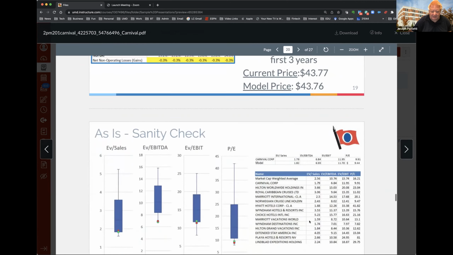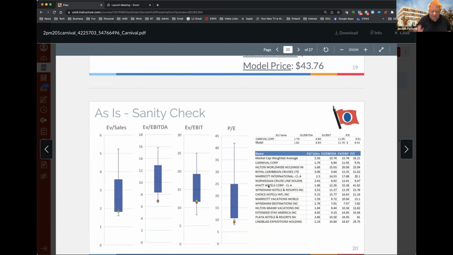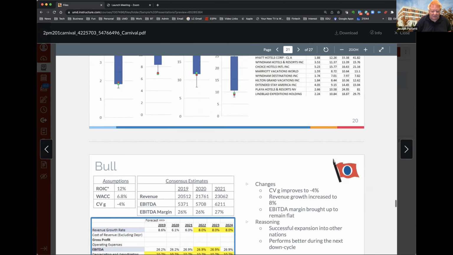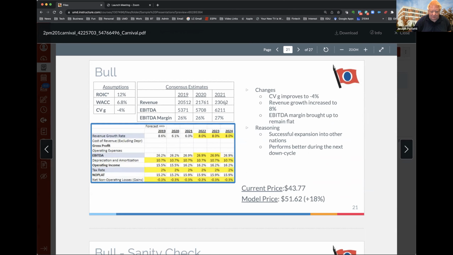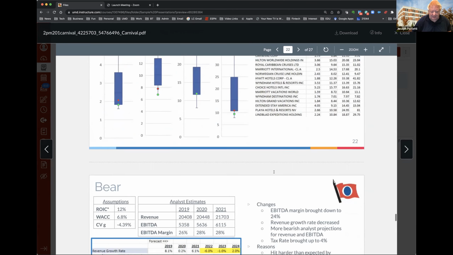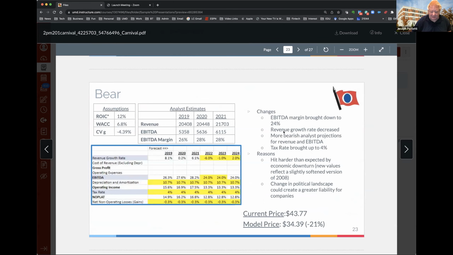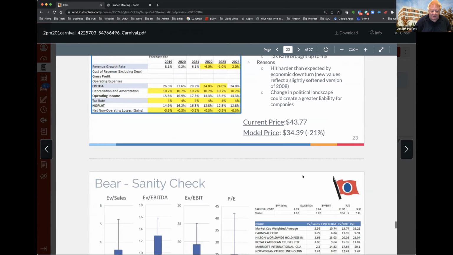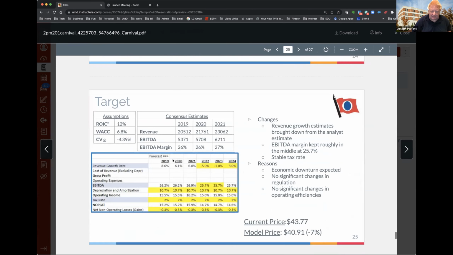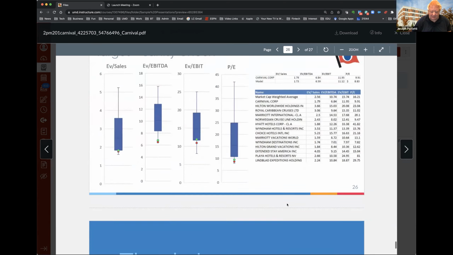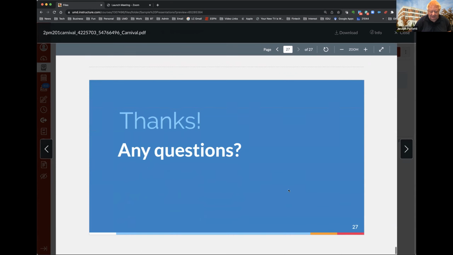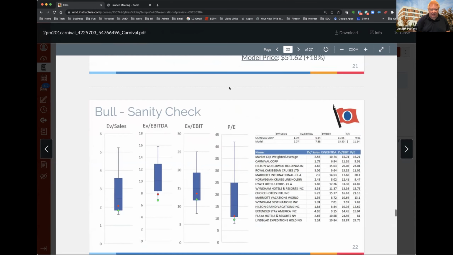And so they had to do what's called a sanity check at the time. I'm not asking you to do that. So again, bull, assumptions, changes, price, skip sanity check, bear, changed assumptions, explain why, prices, target share price, changes, assumptions, why. Again, you don't have to do a sanity check, and then the buy, sell, hold opinion. Essentially just kind of give you a sense of what one of these presentations will look like.